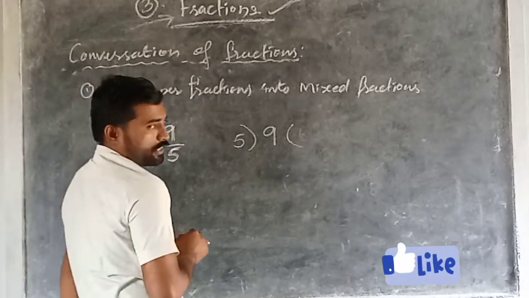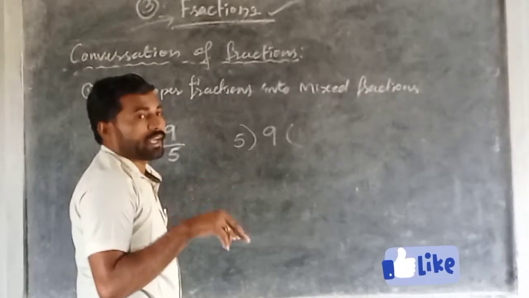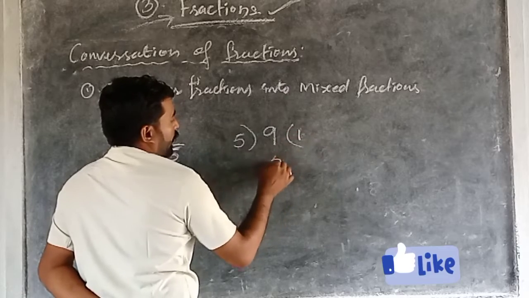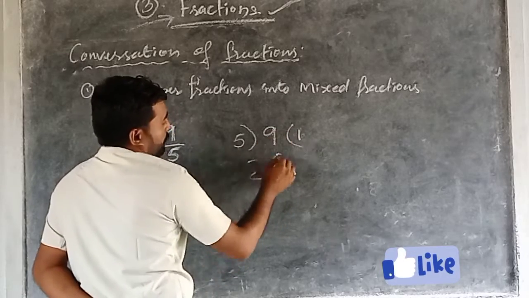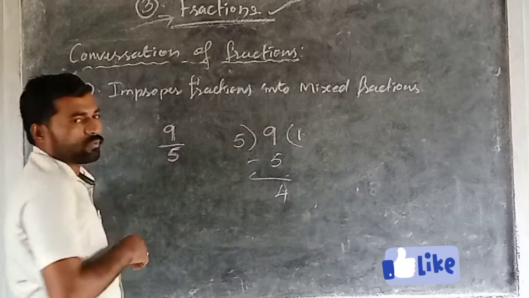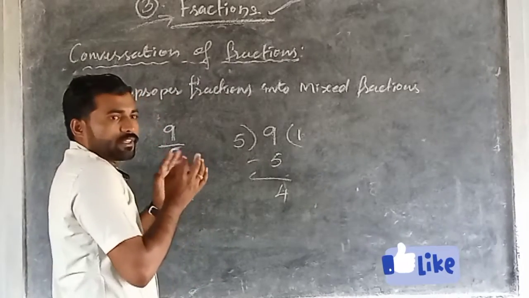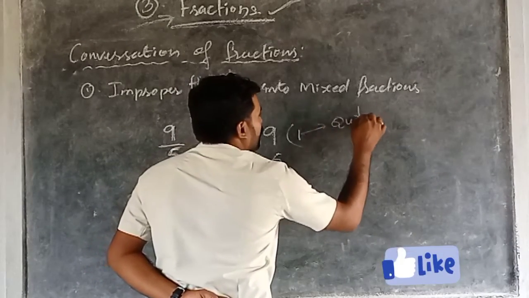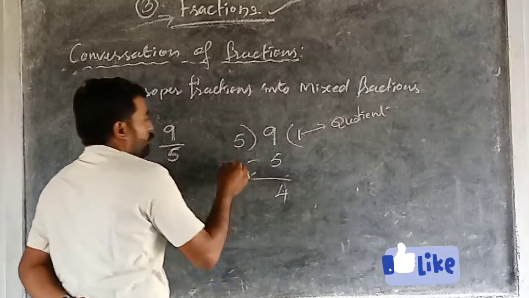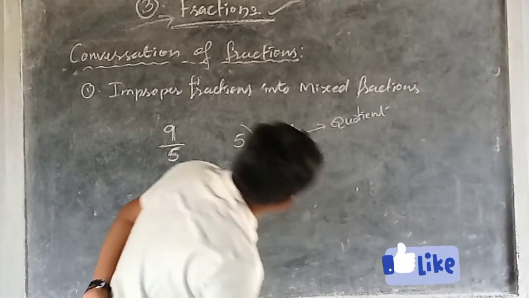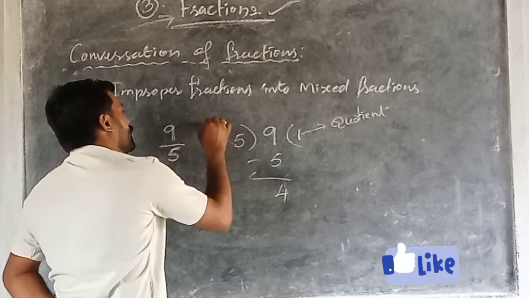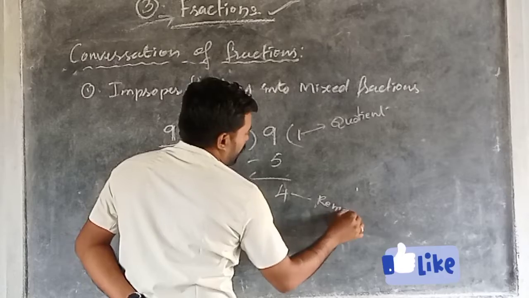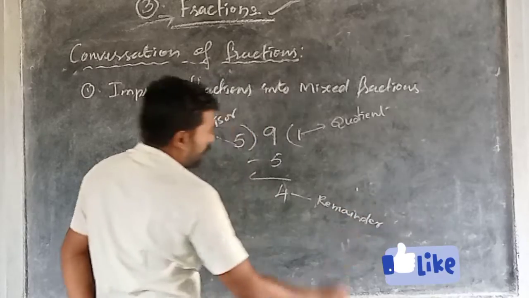5 ones are 5, 5 twos are 10. So we take 5 ones are 5, and 9 minus 5 is 4. It's over. My dear students, have a look after this. Here the 1 is called the quotient, the 5 is called the divisor, and the 4 is called the remainder.